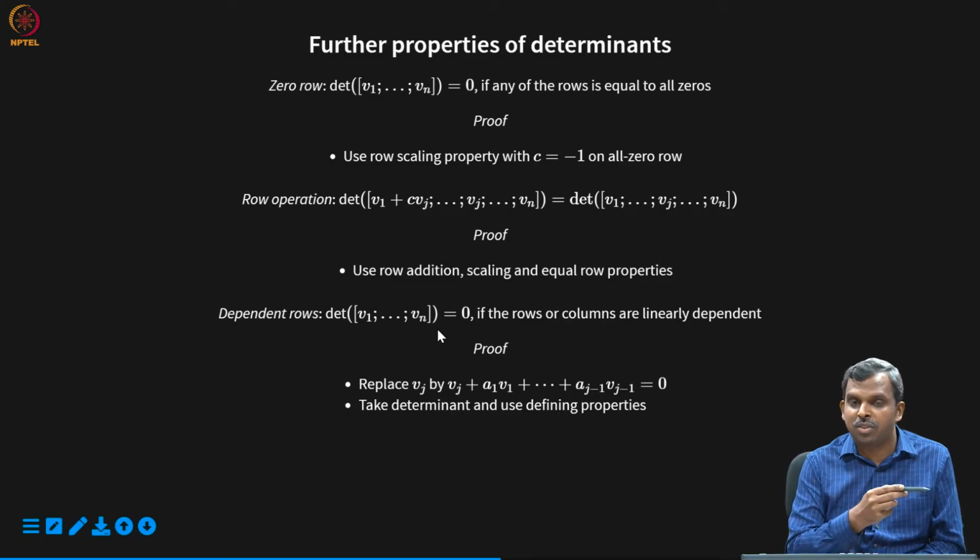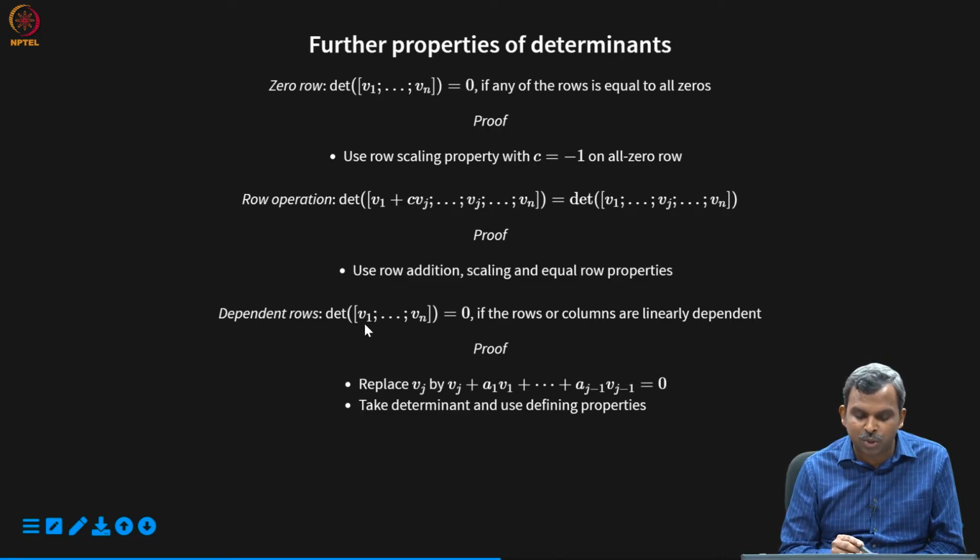This function, which has the simple properties of row scaling, row linearity, two rows being equal giving 0, and determinant of identity being 1, just those 4 properties make sure that if the rows of the matrix are linearly dependent, then the determinant will end up being 0. So how do you do it? It's not very hard. You use your linear dependence lemma. You know that Vj is in the span of the previous V's, and you put out a linear relationship. You replace Vj by this combination, and then you evaluate this determinant.